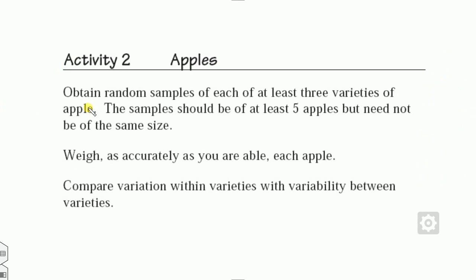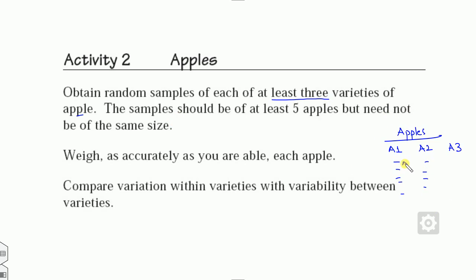Look at one more example. Obtain a random sample from each of at least 3 varieties of apples. Say this is apple variety 1, this is apple variety 2, and this is apple variety 3. The sample should be at least 5 apples. So A1 must contain at least 5 elements, A2 must contain 5 elements and so on, but they need not be the same size.